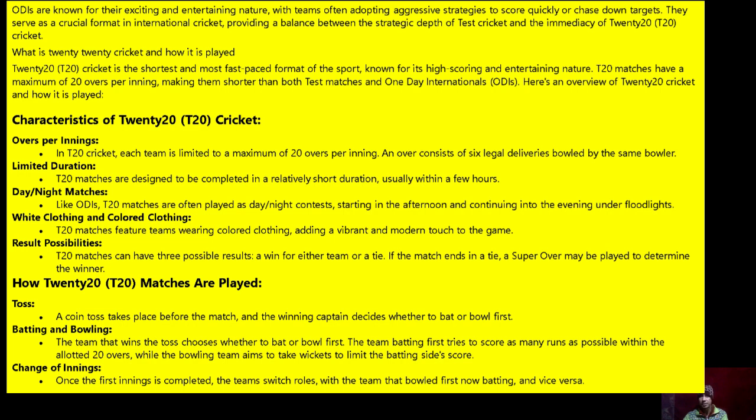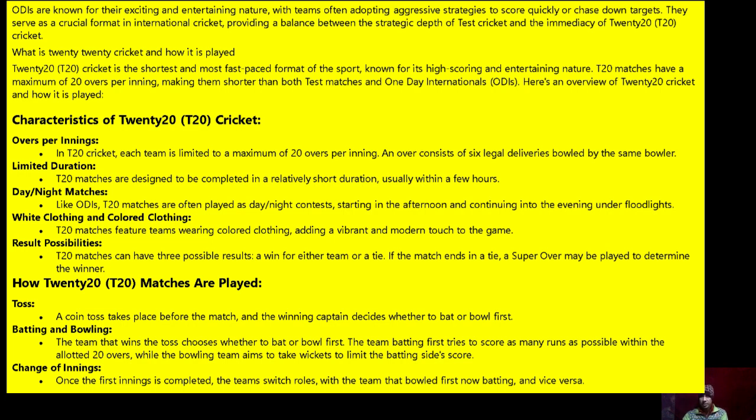Next point, host nations. So different nations are selected to host the World Cup. Host nations are responsible for organizing and hosting the tournament, including providing venues, accommodations and facilities. Next point, trophy. The winning team is awarded the ICC Cricket World Cup trophy, one of the most prestigious prizes in international cricket.